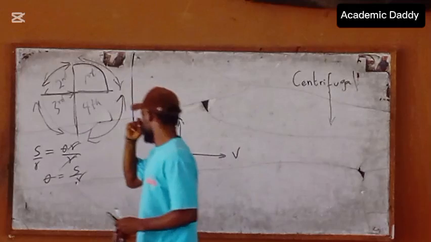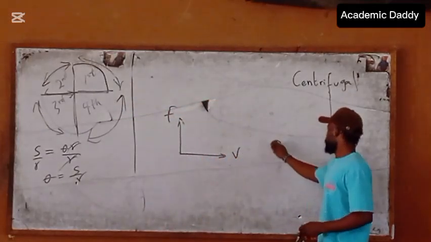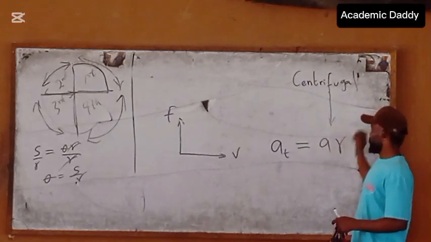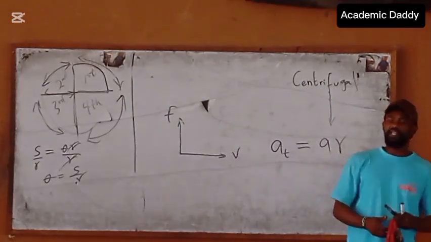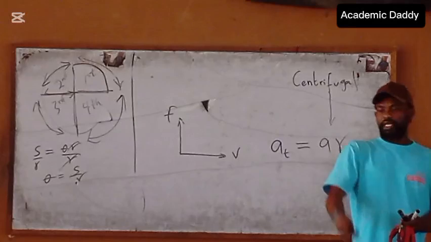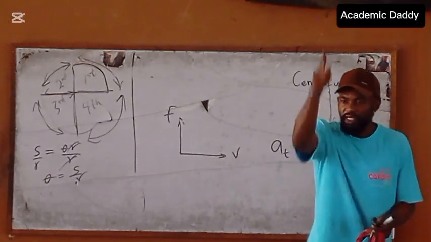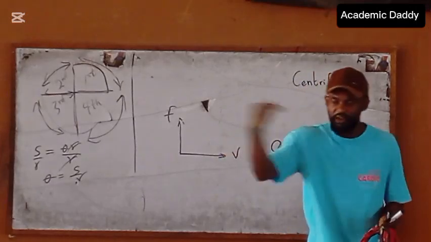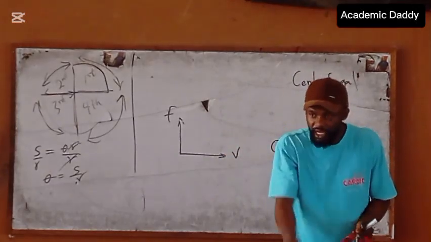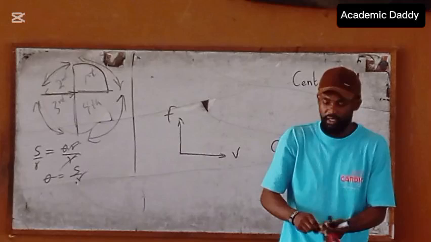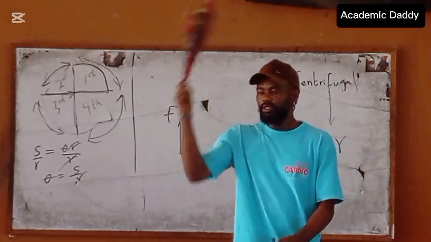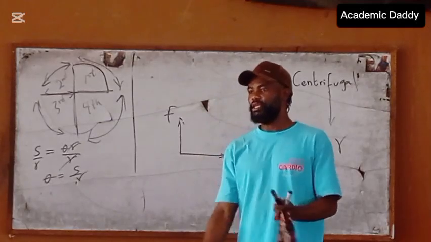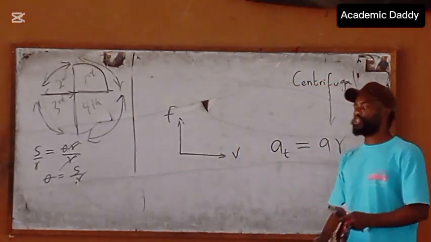That is why we normally give this as: tangential acceleration is equal to acceleration times the radius. So whatever acceleration you have, times the radius. And that radius is simply the straight line you are noticing, cutting through a point, with a straight line in between. So that's what we call tangential acceleration. You need to know that.